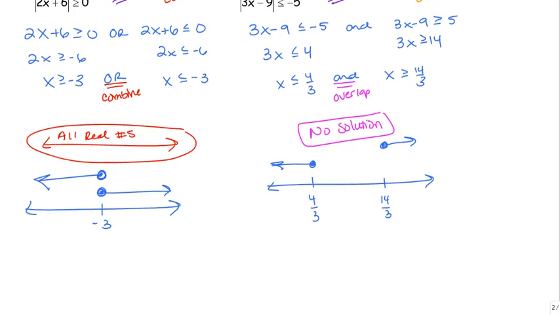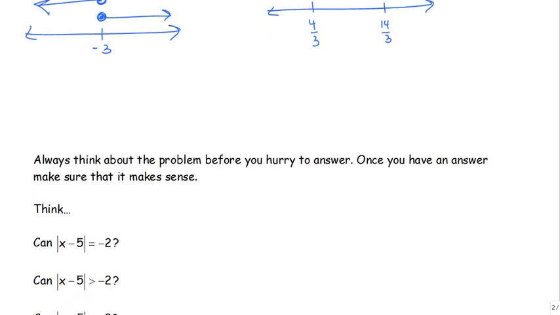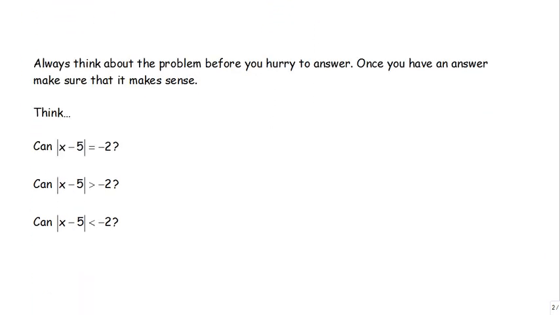Alright, one last thing that I want to make note of is sometimes this can become very overwhelming with your absolute value inequalities. The best thing to do is to think about the problem before you hurry to an answer. Before you try to jump in and go ahead and do 10 million things, think about it logically, what makes sense. Once you have an answer, just make sure that it's actually possible. So when I look at this, can the absolute value of x minus 5 equal a negative 2? Is that possible? Without solving for anything, can I do that?